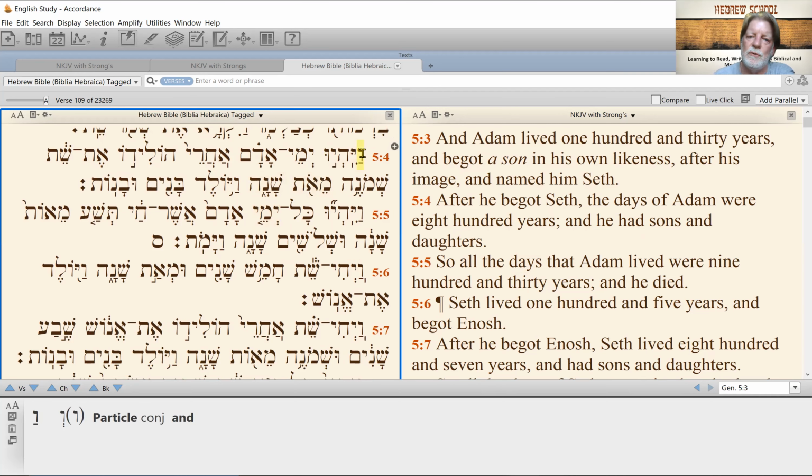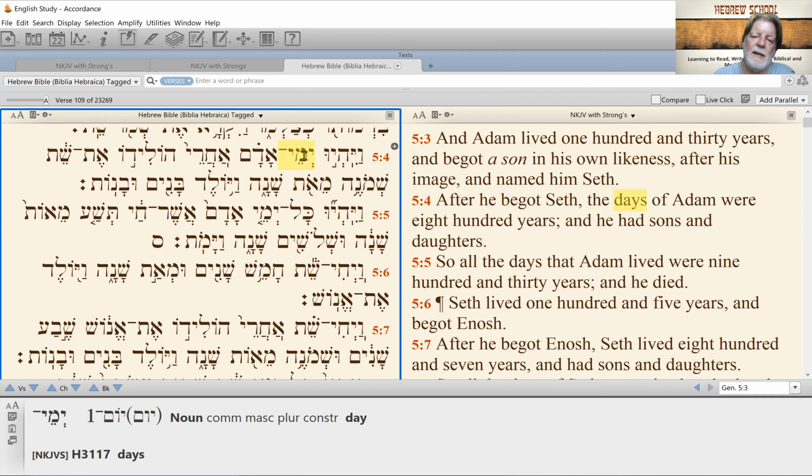Vayihiyu, he was, not he lived, but he was. I guess I should say, they were the days of Adam. So this is masculine plural, and here's the masculine plural suffix ending of the verb to be, chaya. Okay. Vayihiyu, and they were yameh. Yom is the Hebrew word for day.